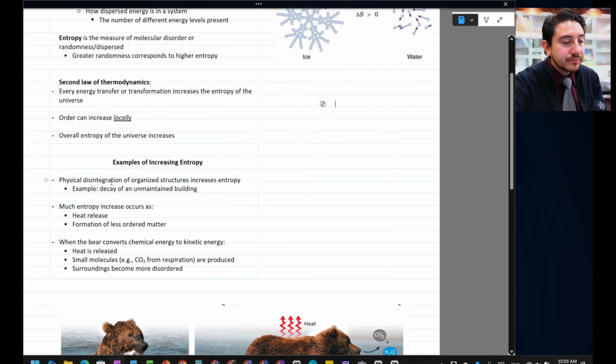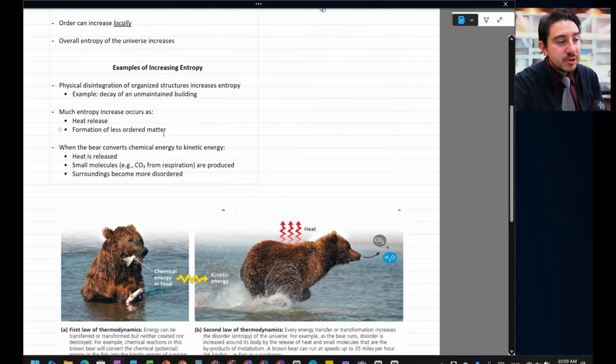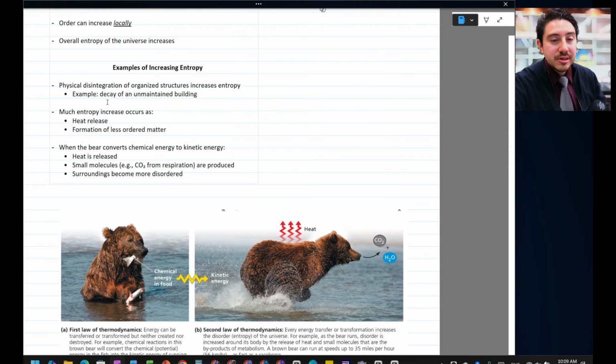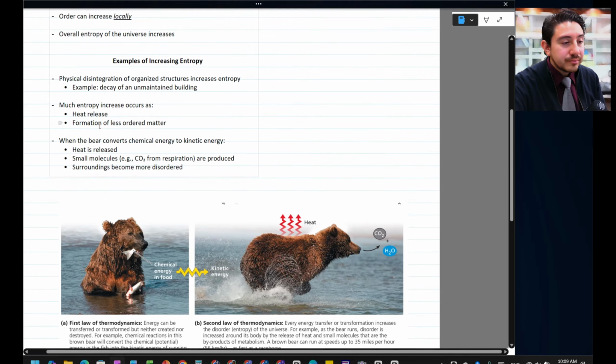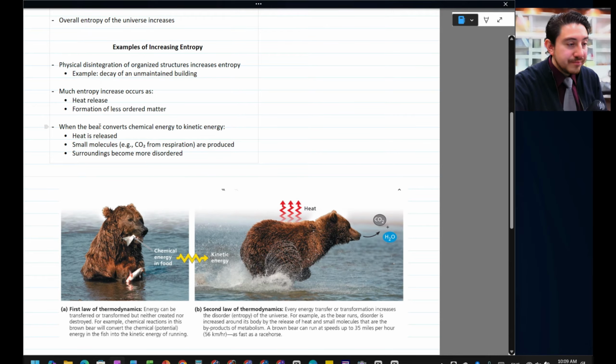So some examples of increasing entropy: physical disintegration of organized structures will increase entropy. Decaying of unmaintained buildings, right? You're getting certain forms of reactions, chemical and energy, that will break down a building and deteriorate it over time, just because of an increase in entropy. Much of that entropy increases as heat is released. So as more heat is released, there's the formation of less ordered matter.